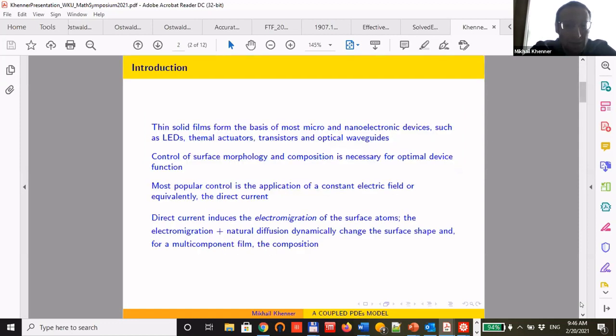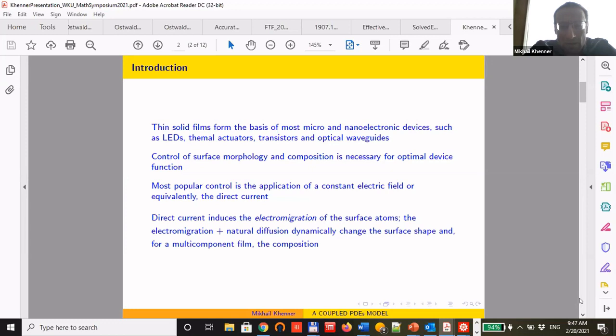Basically, we are modeling thin films because thin solid films are in every micro and soon nano device, such as light emitting diodes, thermal actuators, transistors, and optical waveguides, to name a few. For all of these devices to function properly, there has to be control of surface morphology, in other words, surface shape, and also composition, because most of these films are alloy films.